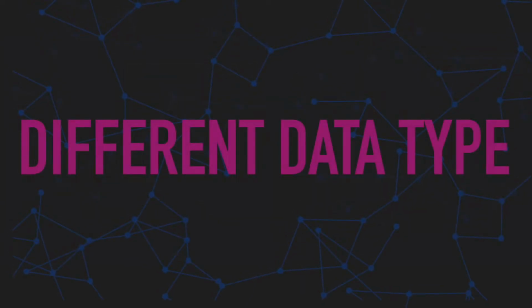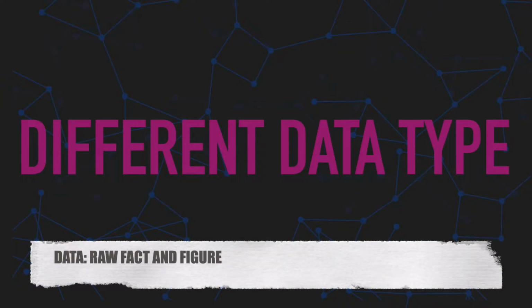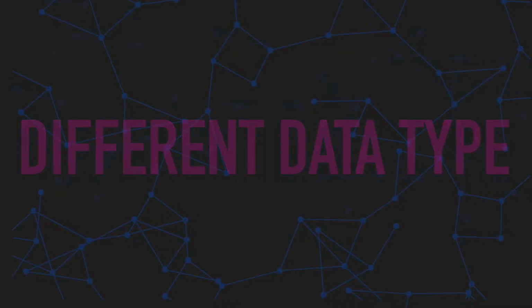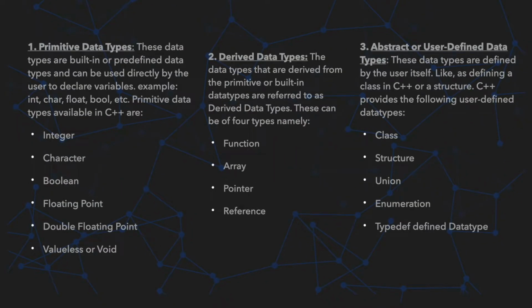Now let's understand what a data type in C++ is. Basically, data is nothing but raw facts and figures. It can be a person's name, a blood group, an address or a phone number. This whole thing can be categorized into three different types. One is primitive. Primitive is basically a predefined or primary data type. There are a couple of data types, starting from integer, character, boolean, float, double, and valueless, or we can say void, which prints nothing.